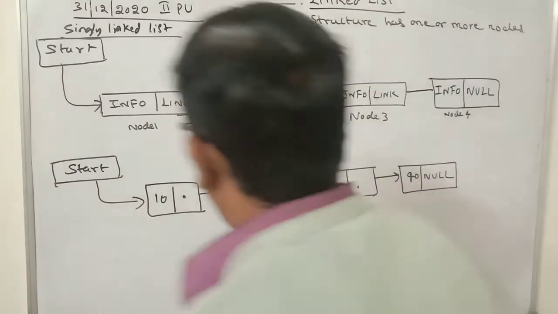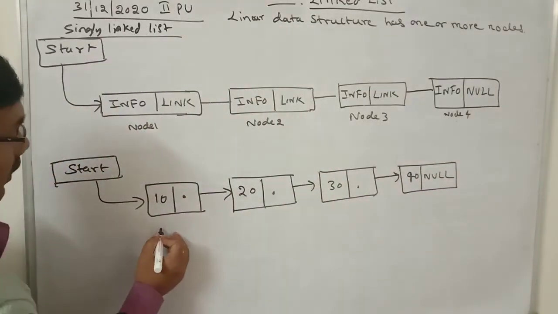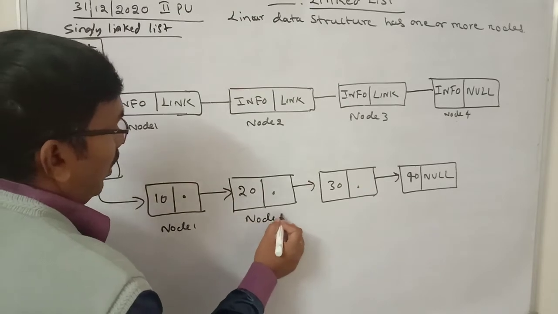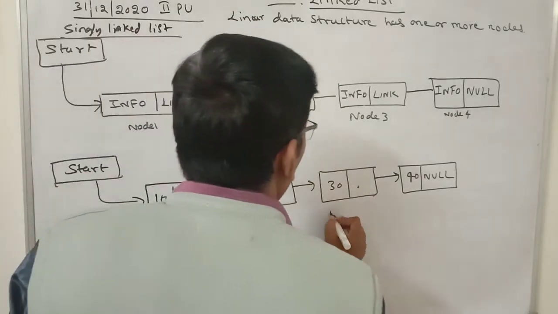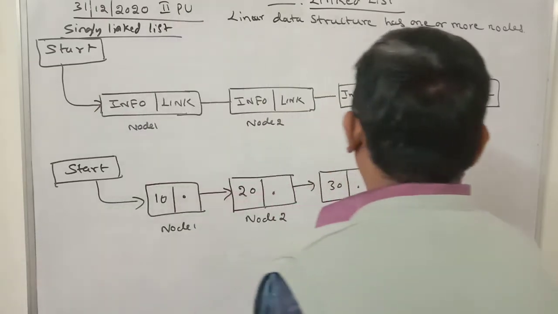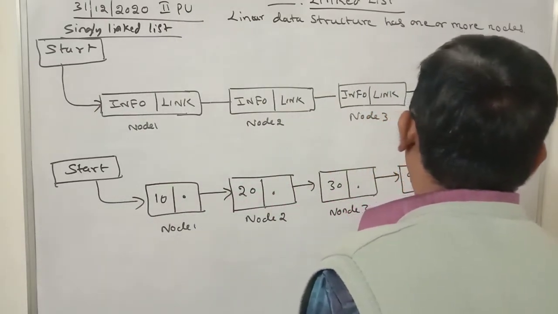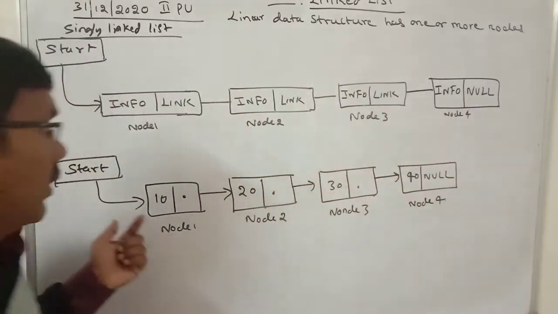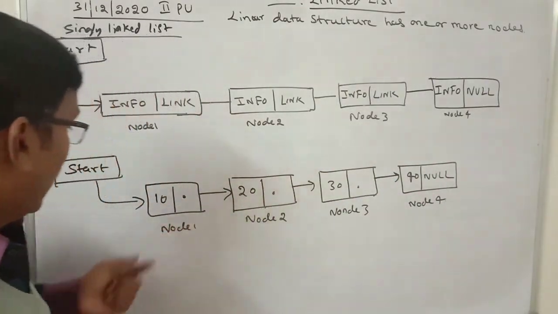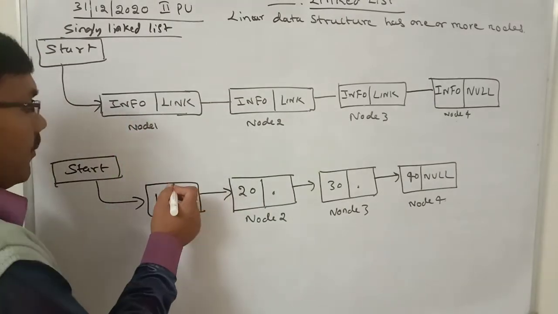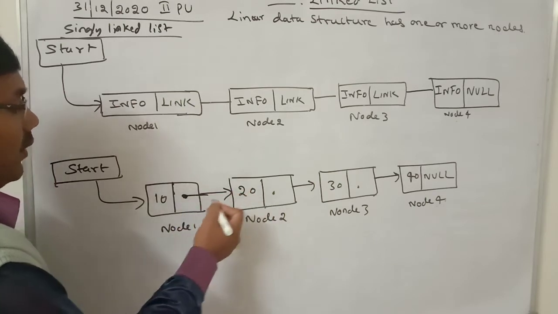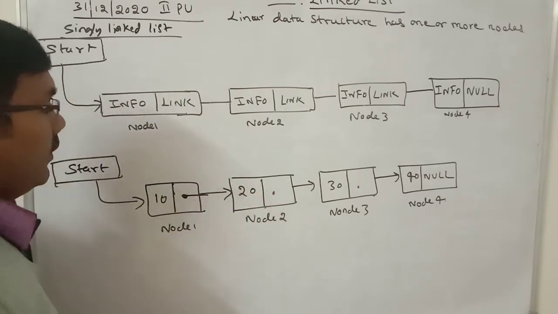Okay, see here, this is node 1, node 2, node 3, node 4. Already we told a linked list can contain n number of nodes. Each node has an information part and a link part. See, this is the link part, where it will hold the address of the next node.